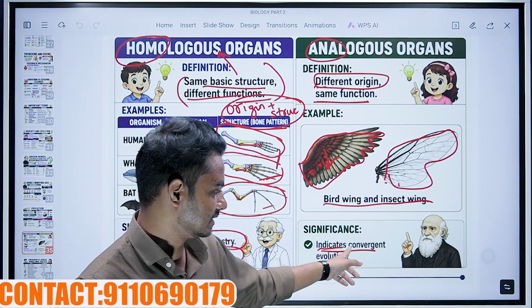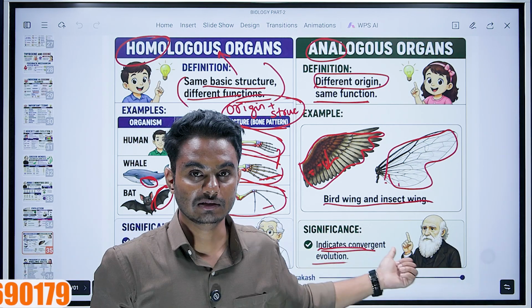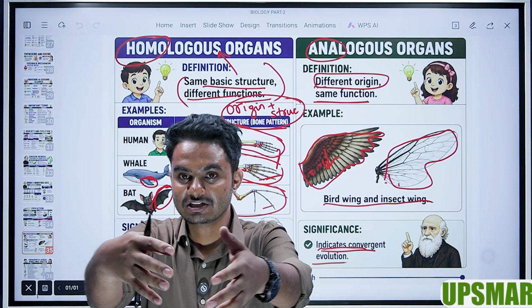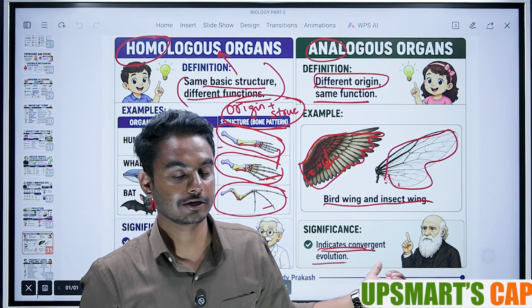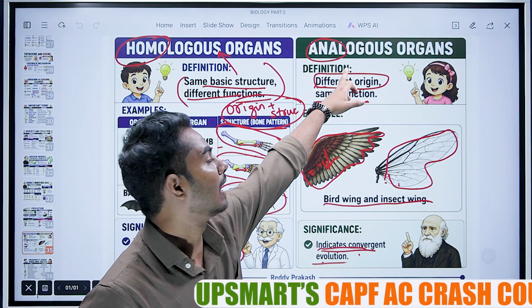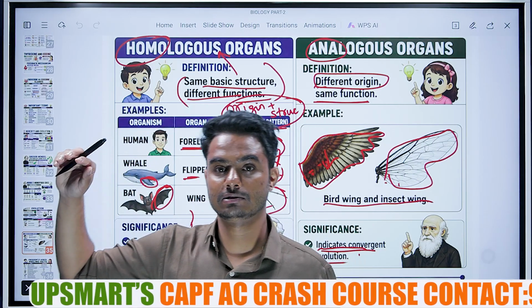Here, this indicates the convergent. No, ours is the divergent, and this is the convergent. It comes from different origin, different ancestors, but it will function similarly to cater to needs. That is called convergent evolution. Convergent evolution will have analogous organs. Divergent evolution will have homologous organs.